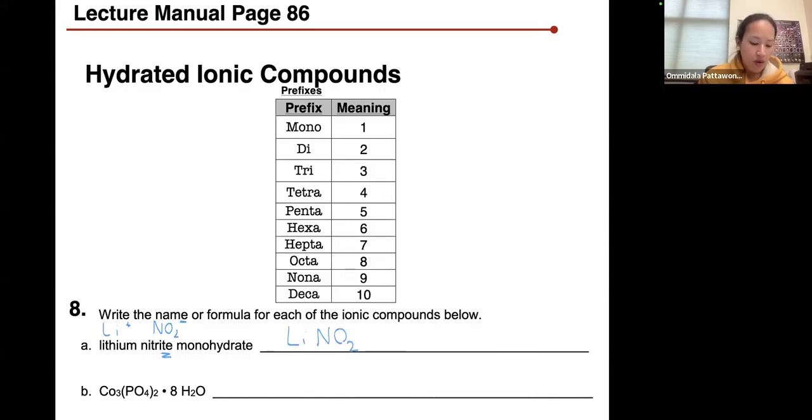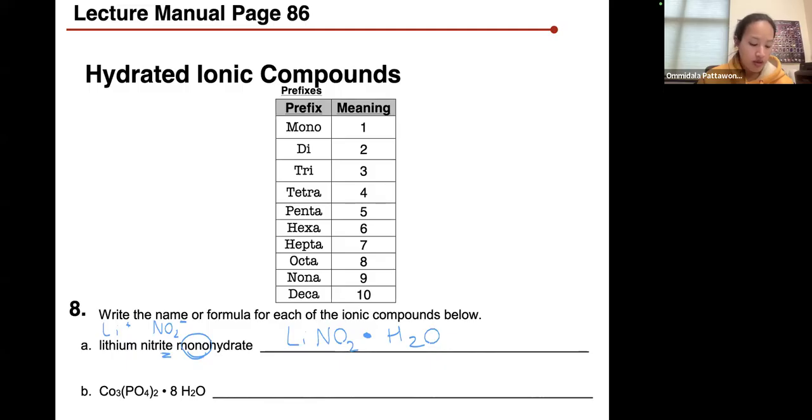And next one, mono. Mono means 1. You are going to use the dot in the middle because water doesn't actually bond to lithium nitrite. It just surrounds that structure, so it's kind of wetted. We have 1 water, and whenever it's 1, you can omit that 1. So we just do H2O. Hydrate means water, so it will be H2O.